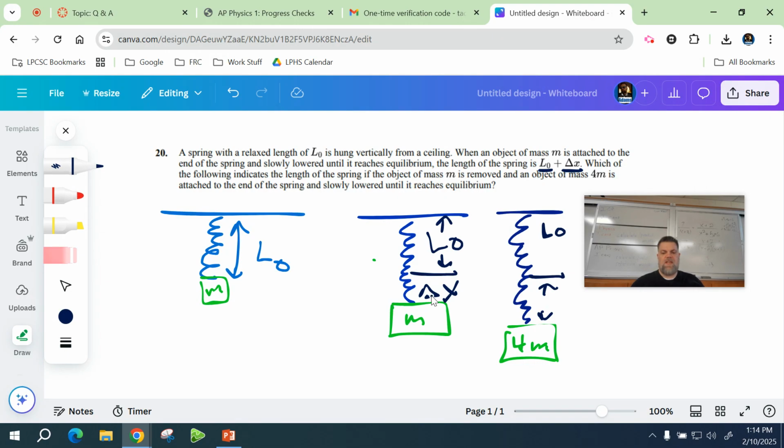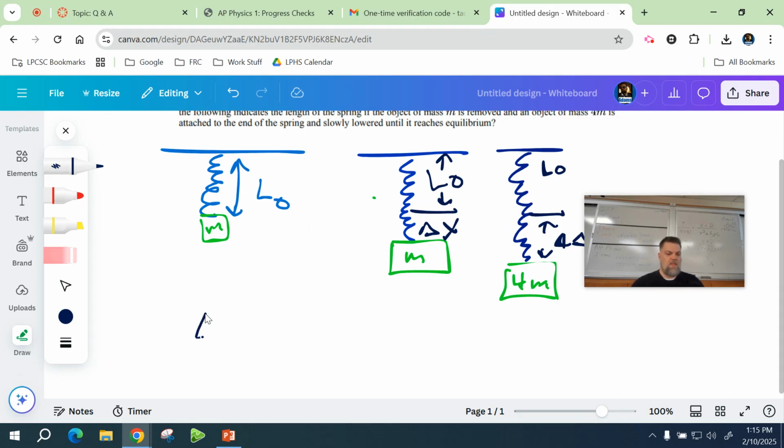Well, if gravity can pull this delta x, and remember that your force is equal to the constant of the spring times x. Well, the constant remains the same. So if I increase the mass, then it's probably going to be 4 times. So this would just be 4 times delta x. So the final answer would be your length would be L naught plus 4 times delta x.